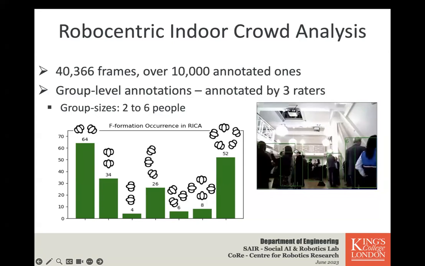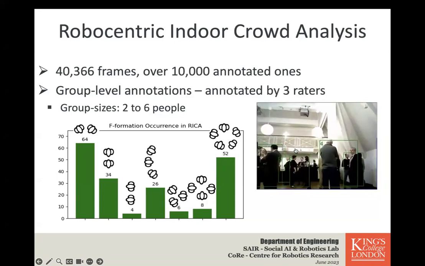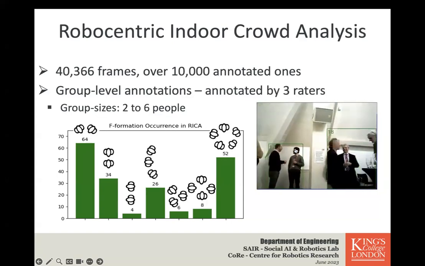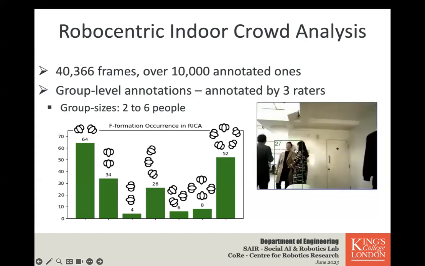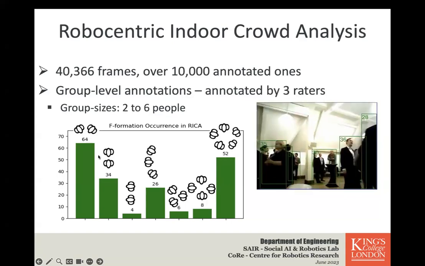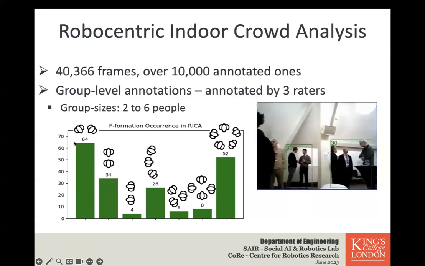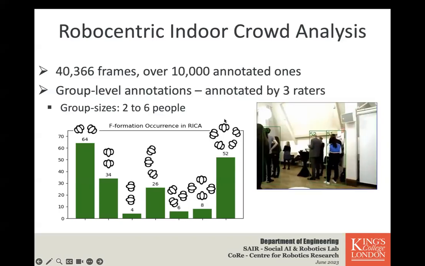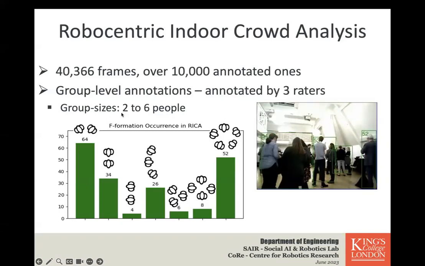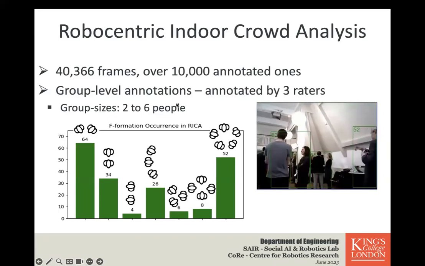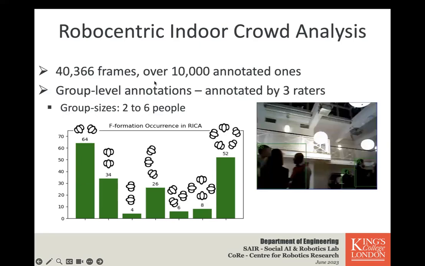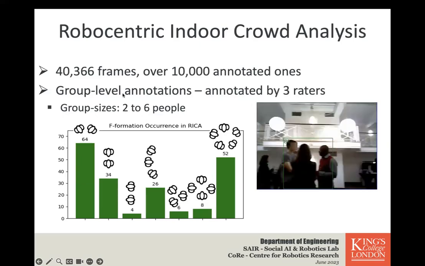Also, looking at this data gives us insight into how humans behave in an environment like this. For instance, we have found that people are most likely to form L-shaped or circular groups in an environment like this, and the group sizes are generally 2 to 6. We have also annotated these datasets with frames with respect to the group annotations.